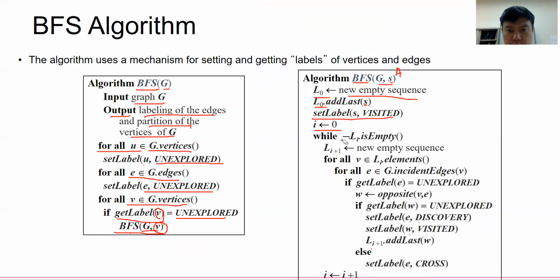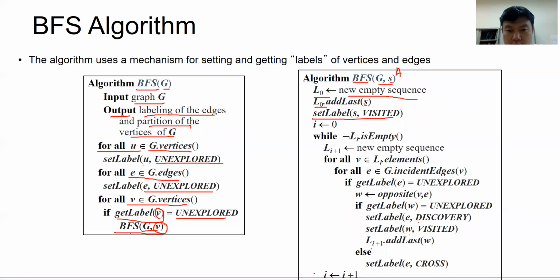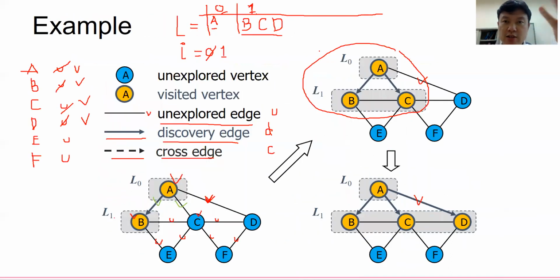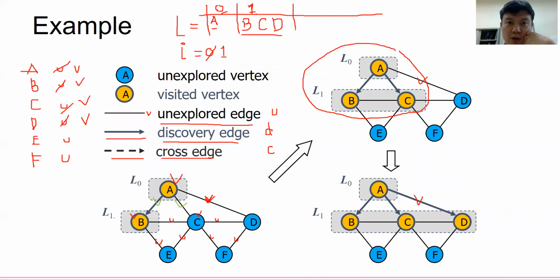Maybe to avoid the confusion, I will delete this one. So after I equals to 1, it goes back to this while loop. And now let's check: Li, which is L1, is empty or not? There are 3 elements, right? So we have B, C, and D. That's why we can say that it's true, it's not empty. So we will have Li plus 1 as a new empty sequence. So I plus 1 now becomes 2. It is an empty sequence.